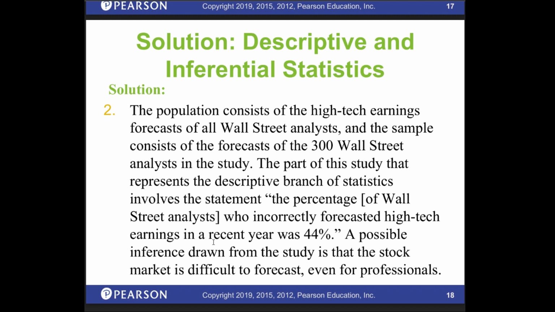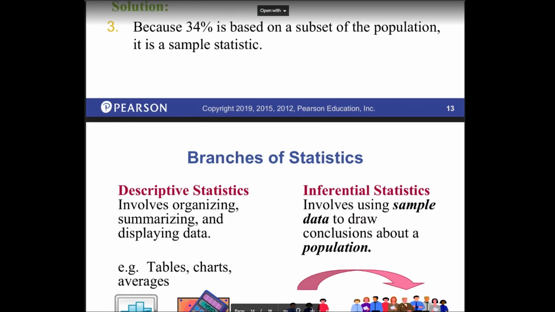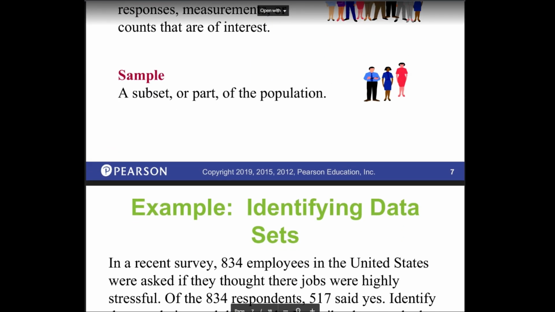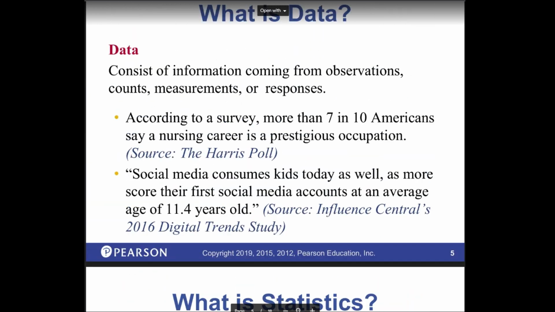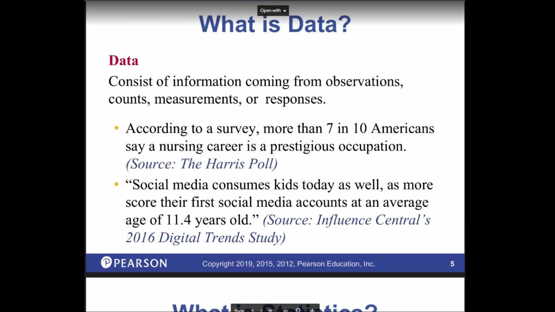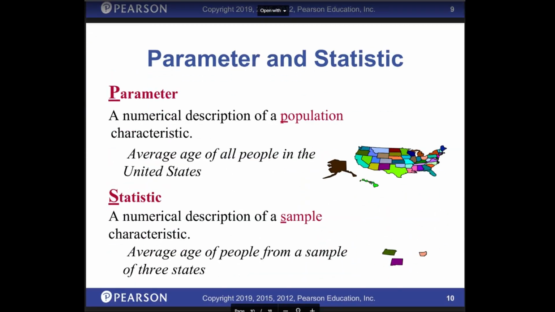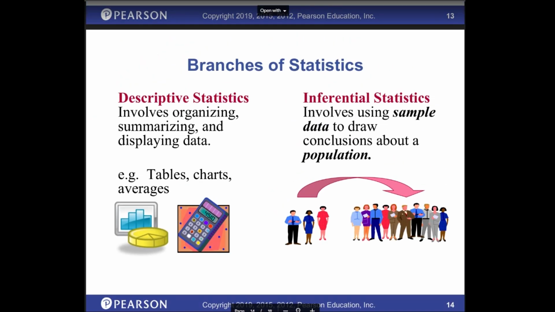A possible inference drawn from the study is that the stock market is difficult to forecast even for professionals. This concludes lesson 1.1, an overview of statistics. We explained population and sample, what statistics is, what data is, parameter and statistic, and then the two branches of statistics, descriptive and inferential. This concludes lesson 1.